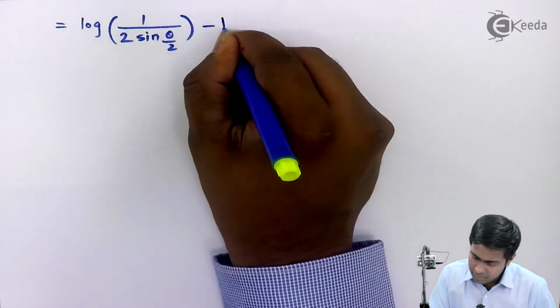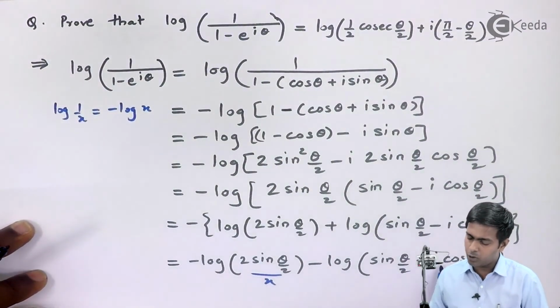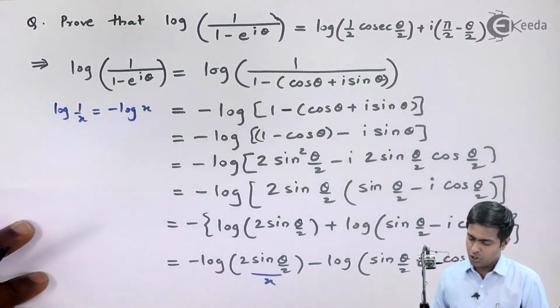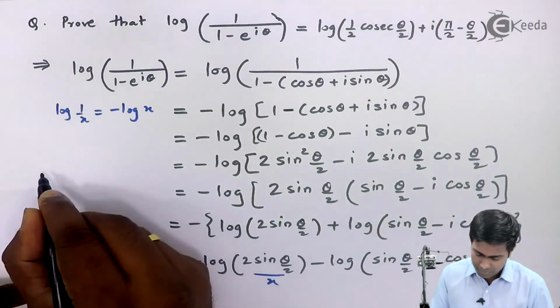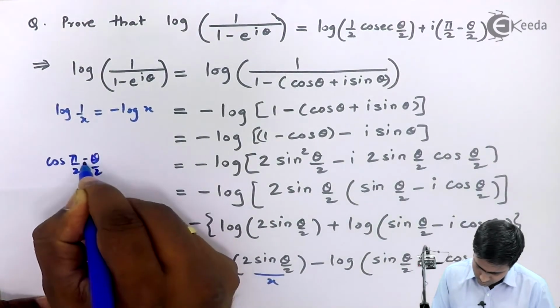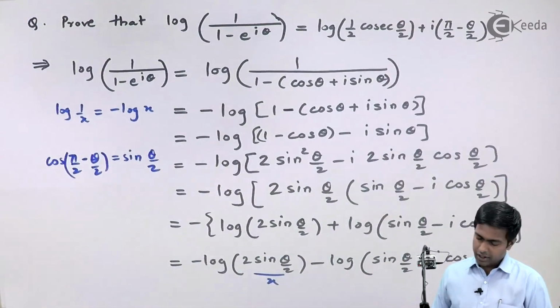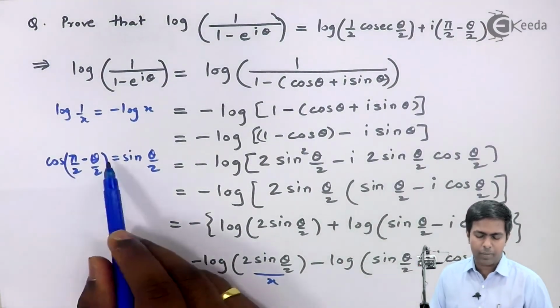Similarly, the second term, that is log of sin theta by 2 minus i cos theta by 2, I'll bring this number into the standard form of a complex number. To make this sin as cos and this cos as sin, I'll use the formula cos of pi by 2 minus theta by 2, which will give me sin theta by 2. Similarly, here I'll apply the formula sin of pi by 2 minus theta by 2, which will give me cos theta by 2. So this sin theta by 2 will become cos of pi by 2 minus theta by 2.